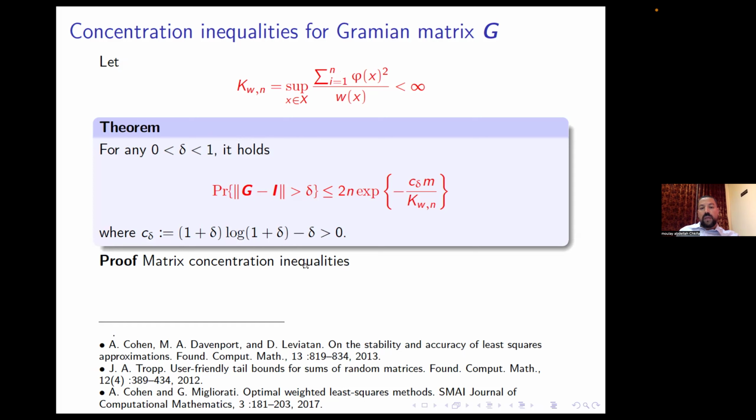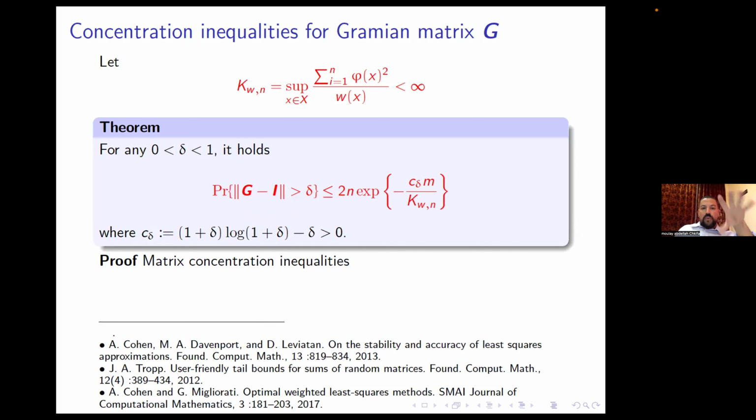And as I said, this is obtained by a classical argument from matrix concentration inequalities. This theorem first appeared in a paper by Cohen, Davenport, and Leviathan in 2013. It's based on inequalities that predate the paper, for example, the paper by Tropp from 2012, or some other paper regarding concentration inequalities for symmetric or Hermitian matrices. I think this result is also proved in the recent paper by Cohen and Migliorati from 2017.